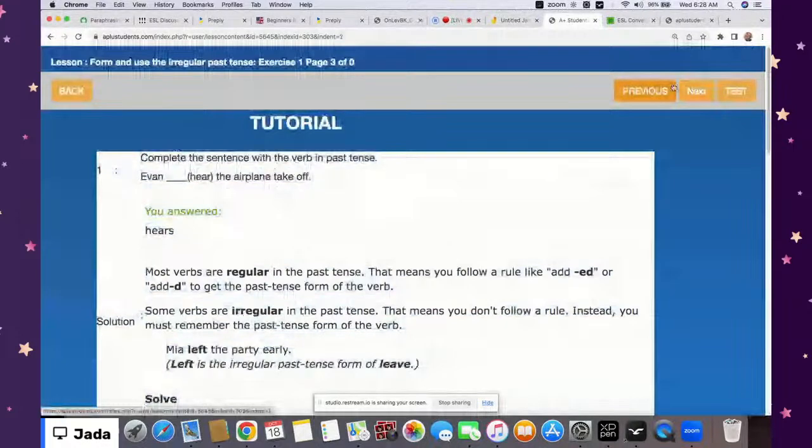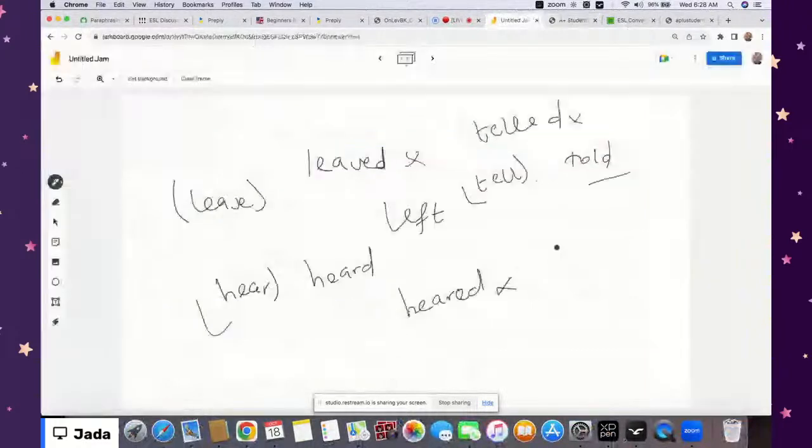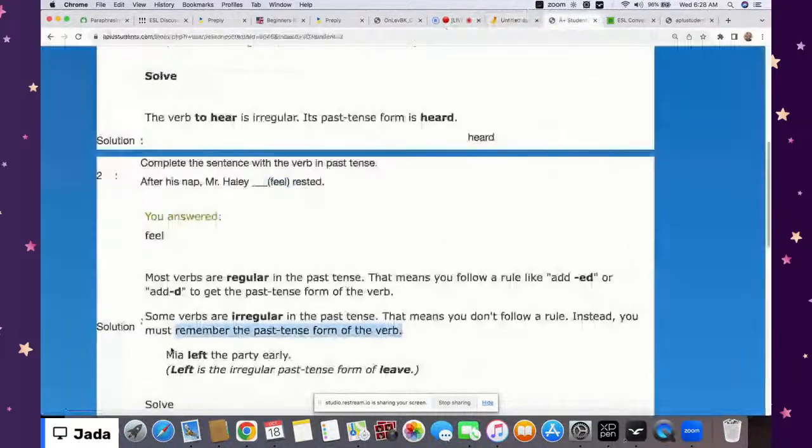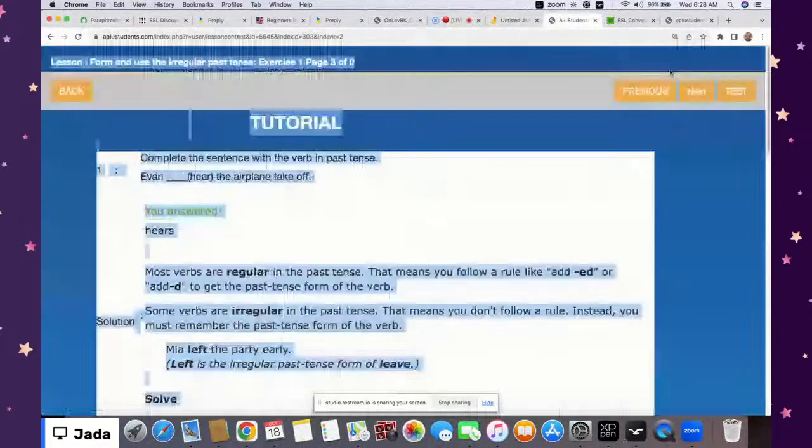So that's basically it, guys. All you need to do is just know the difference between the present and the past. Okay, feel. We have feel. So feel is felt. Okay, so that's it for this one.